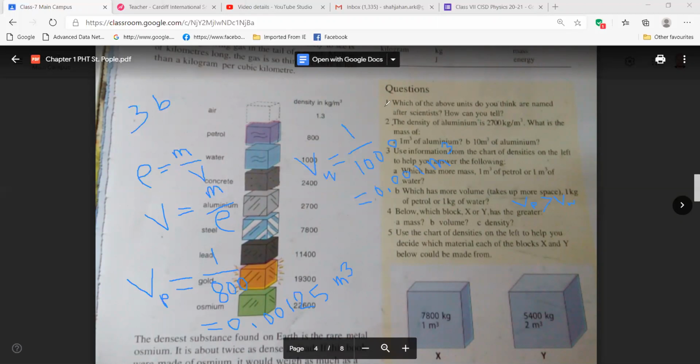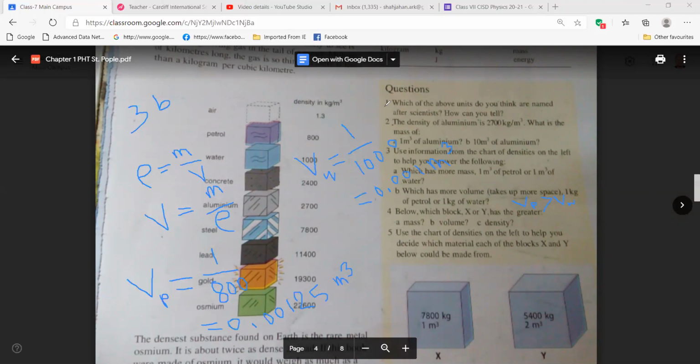Read loudly. Below, which block, X or Y, has the greater mass, greater volume, greater density? You understand from the diagram easily about mass and volume, right? Yes, sir. So I think we have to find the mass.